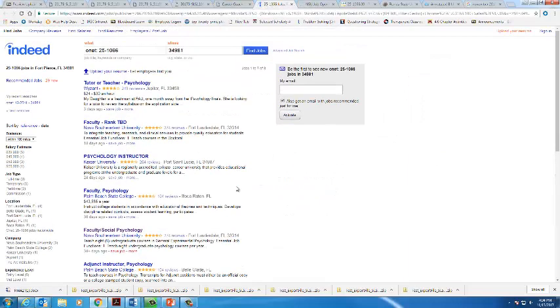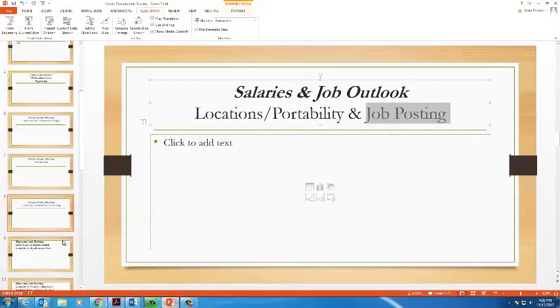I also want you to see that there are a lot of jobs out there, and then you can search this by different geographic areas, you can search it by different states, and start to see that your dream career is really a possibility or not. So those are two functions of you including the job posting in your presentation.